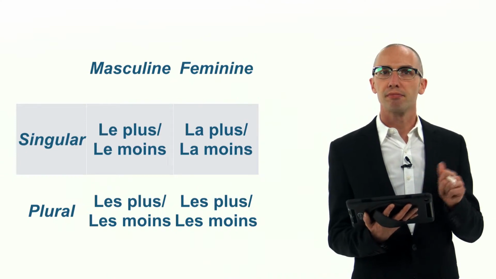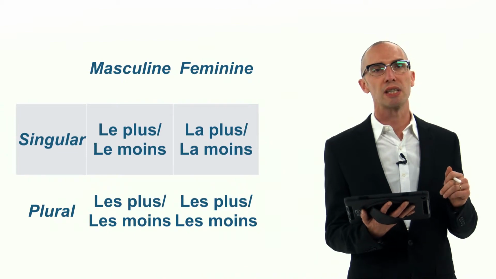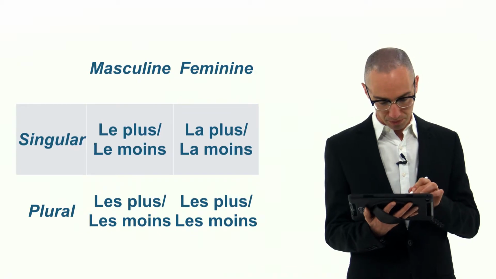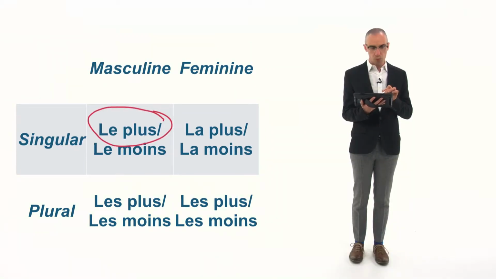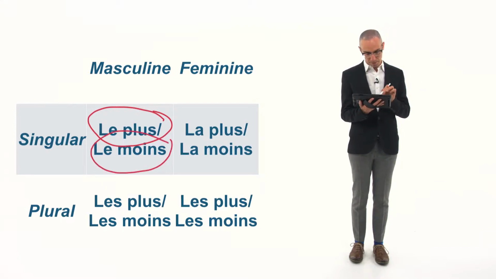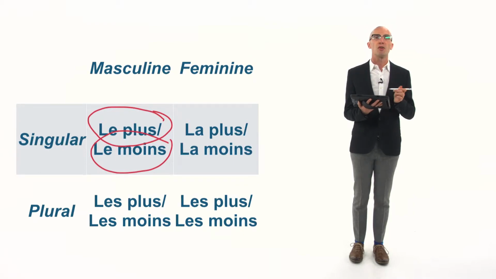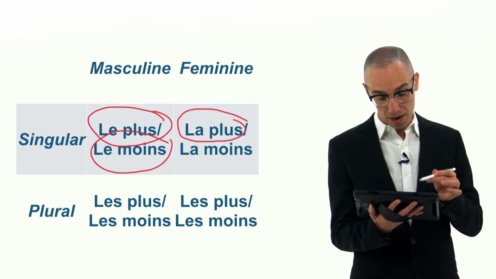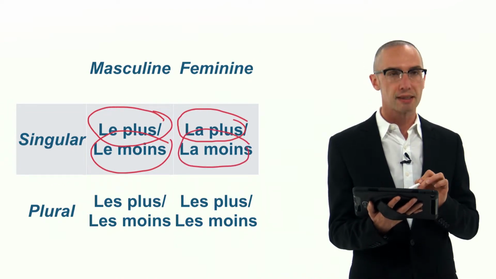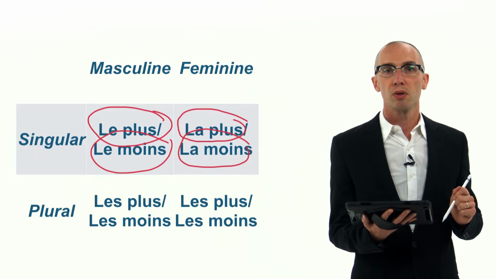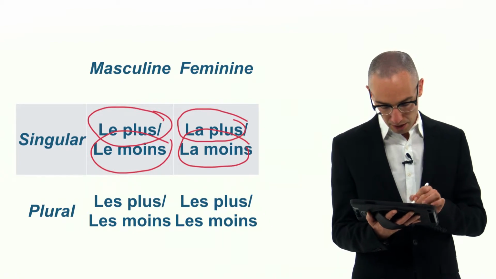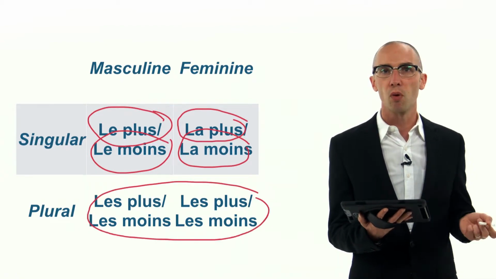So gender and number, again, as you can see here, are very important. So the masculine singular, it will be le plus, the most, or le moins, the least. The feminine would be la plus, the most, or la moins, the least. And the plural, well, as you can see, the plural is the same for the masculine and the feminine. Les plus or les moins.